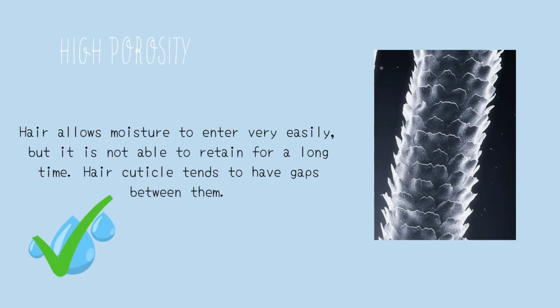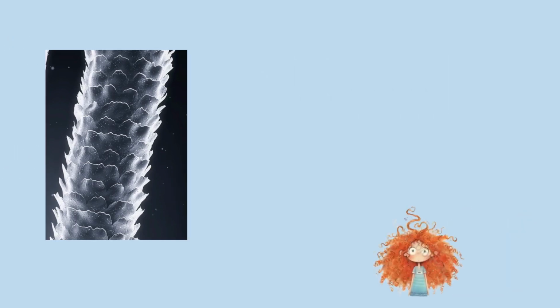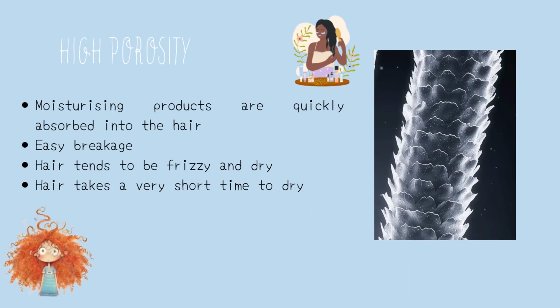For higher porosity, the gaps between the overlapping are quite wide, so it makes it very easy for products to be absorbed. However, it also makes it hard for the products to be retained in the hair. The characteristics of higher porosity are that moisturizing products are quickly absorbed into the hair, and there is easy breakage, since it's not able to retain moisture for a long time. The ends can become dry and weak. This also causes frizzing, and it takes a very short time for the hair to dry.